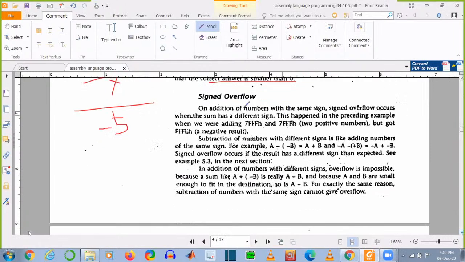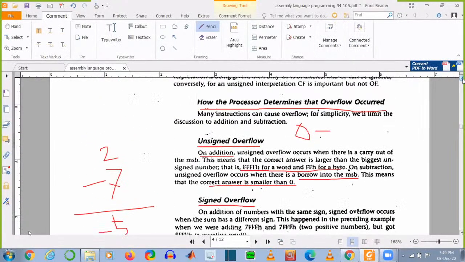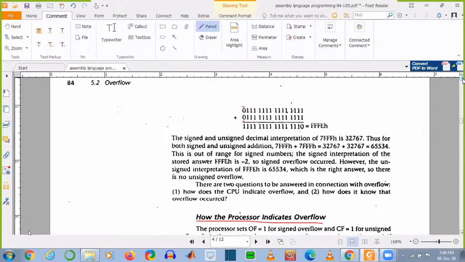Then signed overflow. What it says about signed overflow is a little bit tricky. Unsigned overflow is very simple. Signed overflow is a little bit tricky, and it affects the overflow flag. So we'll understand some tricks here. How can you easily find the signed overflow rather than making two's complement and all those calculations? Let me tell you the trick here.